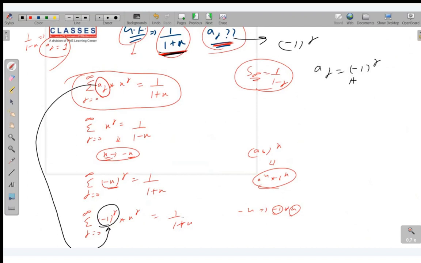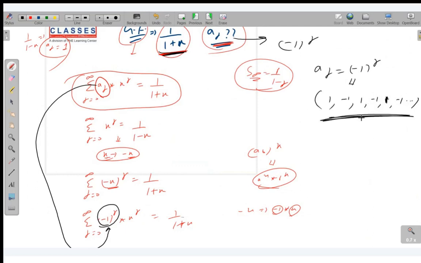So now if they want you to give the sequence, that is also very easy. When r is 0, you will say minus 1 power 0 is 1 only. When r is 1, it will be minus 1. When r is 2, it will be 1. Then 3, minus 1; 4, 1; 5, minus 1, and so on up to infinity. So the sequence is 1, minus 1, 1, minus 1, 1, minus 1, and so on like this.